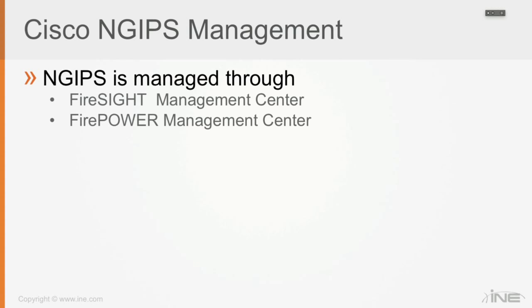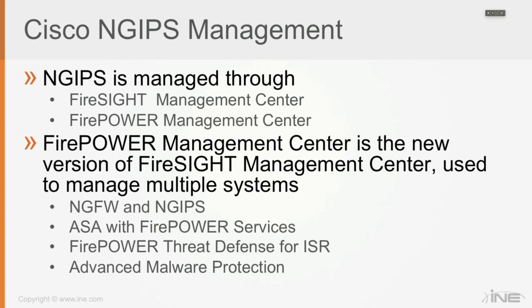To manage the NG IPS, we're going to manage it through the FireSIGHT Management Center, or the Firepower Management Center. Now, the Firepower Management Center is the new version of FireSIGHT Management Center, which, as opposed to FireSIGHT, Firepower can manage multiple systems. It can manage next generation firewall policies, next generation IPS policies. It can manage dedicated appliances. It can manage also the ASA with Firepower services. It can manage the Firepower services on the ISR routers called Firepower Threat Defense, and it can also manage the advanced malware protection on the endpoints.